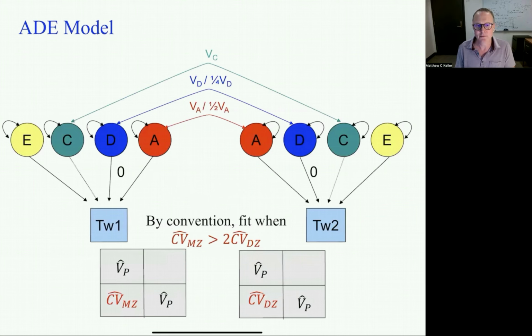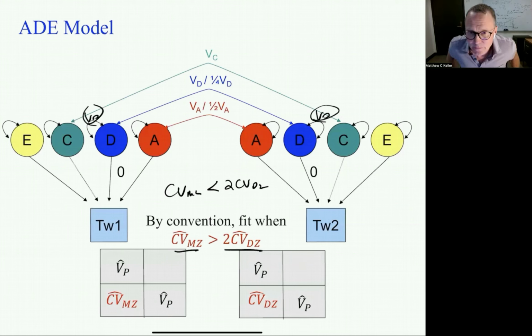The ADE model, by convention, is fit whenever covariance of MZ is greater than 2 times the covariance of DZ. And again, this makes sense because it ensures that none of our variance components, neither A nor D nor E, will go negative. If, on the other hand, we fit this when covariance of MZ was less than twice the covariance of DZ, then our estimate of VD here would go negative. When you're fitting a direct symmetric approach and you notice that one of your variance components is negative, that's a good clue that your model is probably misspecified.